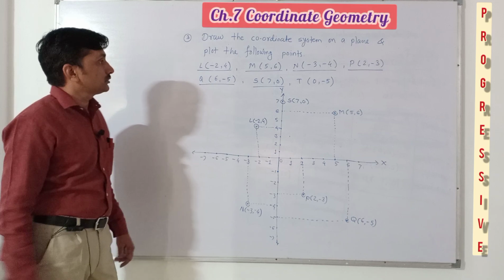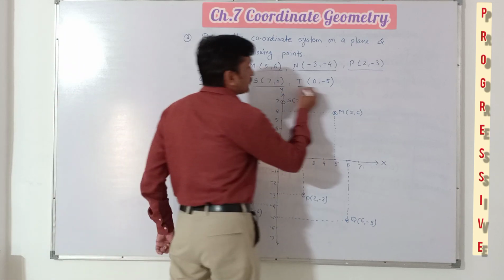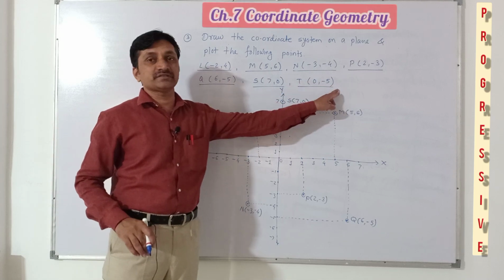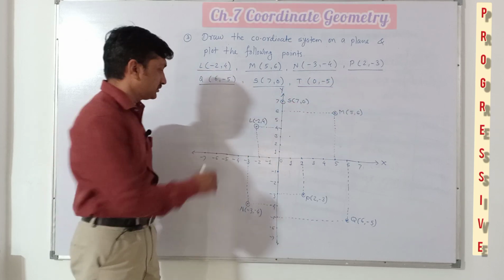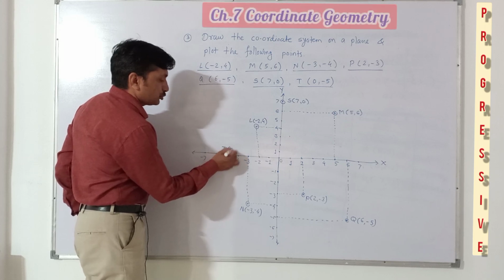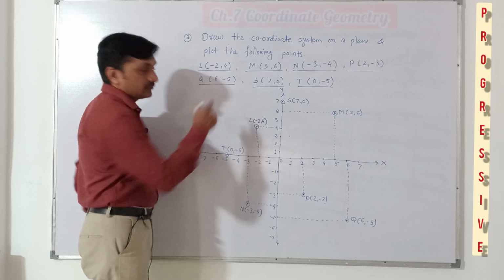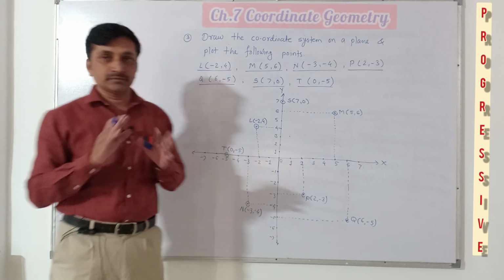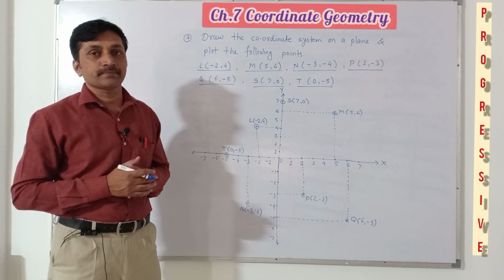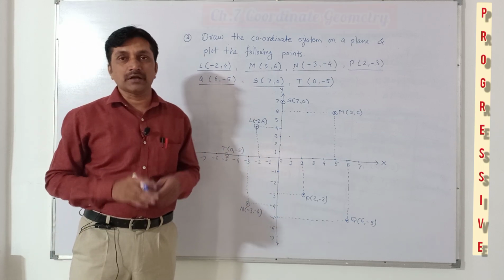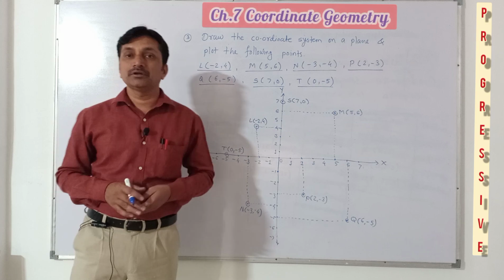Last point 0, -5. X coordinate is 0, lies on y-axis. Then on y-axis -5 you see, -5 is here, and this is T point, 0, -5. Remember, when point lies on x-axis or y-axis, do it very carefully. In this way we can plot given points, and with this example practice it is also completed.